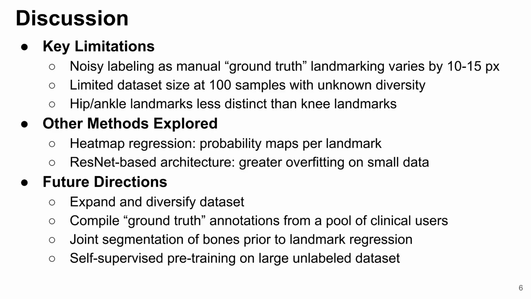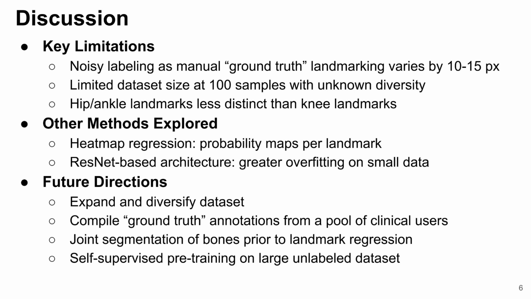To wrap things up, here are some key takeaways and next steps for this project. First, while our model performed relatively well, its accuracy is limited by the noise in our ground truth labels. Since these annotations were done by a single user by hand, it is likely contributing to why our accuracy couldn't get better than around 12 pixels of error. Also, our dataset was only 100 images long and came from a single study, limiting the training diversity of this set. We also tried some alternative architectures, including a heat map regression, which predicted a probability map for each landmark instead of a coordinate, but it struggled with limited training data.